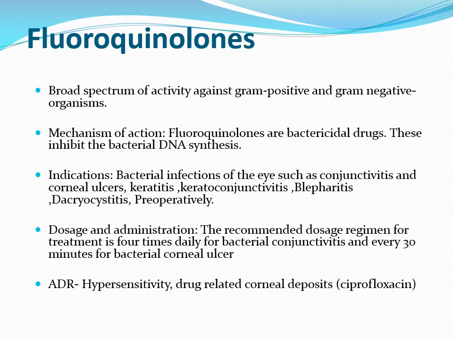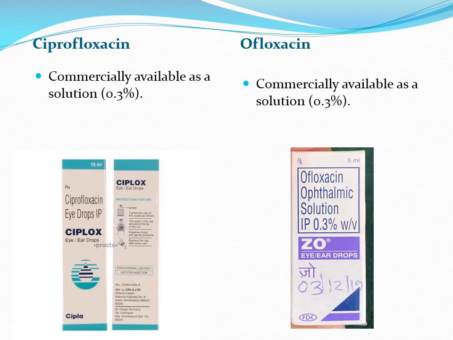Then dosage. It is used 4 times a day for bacterial conjunctivitis and every 30 minutes for bacterial corneal ulcer. Depending on the severity, it can be given 1 to 4 hourly per day. Then it can cause hypersensitivity, and ciprofloxacin particularly causes drug-related corneal deposits. Now, individual drugs, the fluoroquinolone group contains ciprofloxacin, which is available as 0.3% solution.